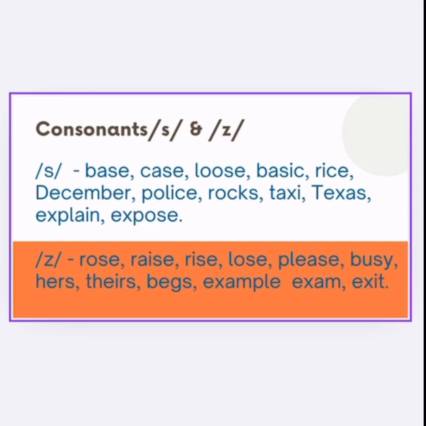So for example, the first word I have here is base. The S is in between two vowels. However, it makes the S sound. It doesn't change its sound. Another example is case, loose, basic, rice. Now in the word rice, it is letter C that makes the S sound. Rice, December, police.